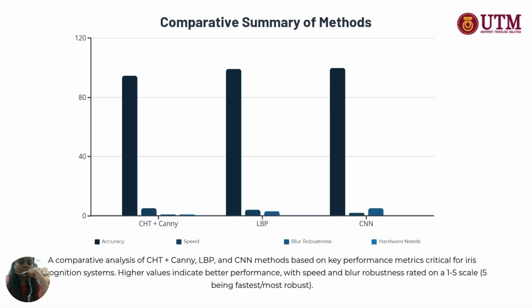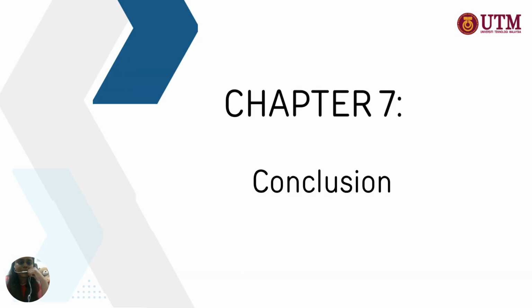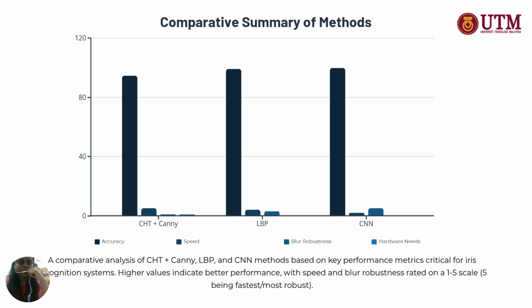For the conclusion, chapter 7 is the conclusion. A comparative summary of the methods. This is the conclusion for all of CHT, Canny, LBP, and CNN. All of these have different levels of accuracy, speed, and hardware needs.